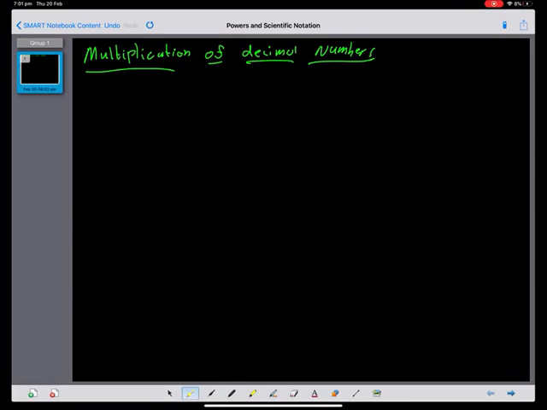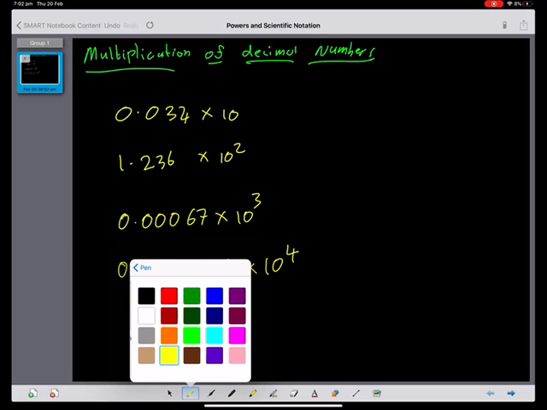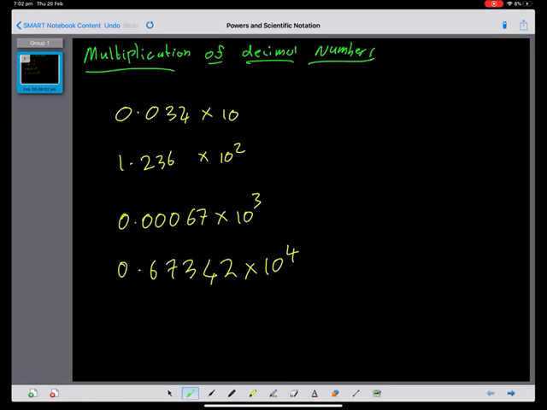Okay, so let's do some examples. Let's do 0.034 times 10. Let's do 1.236 times 10 squared. 0.00067 times 10 cubed. And 0.6732 times 10 to the 4. Okay, so pause the video and have a go at these questions. You can use a calculator to check, but hopefully you can do them without a calculator. Go ahead.